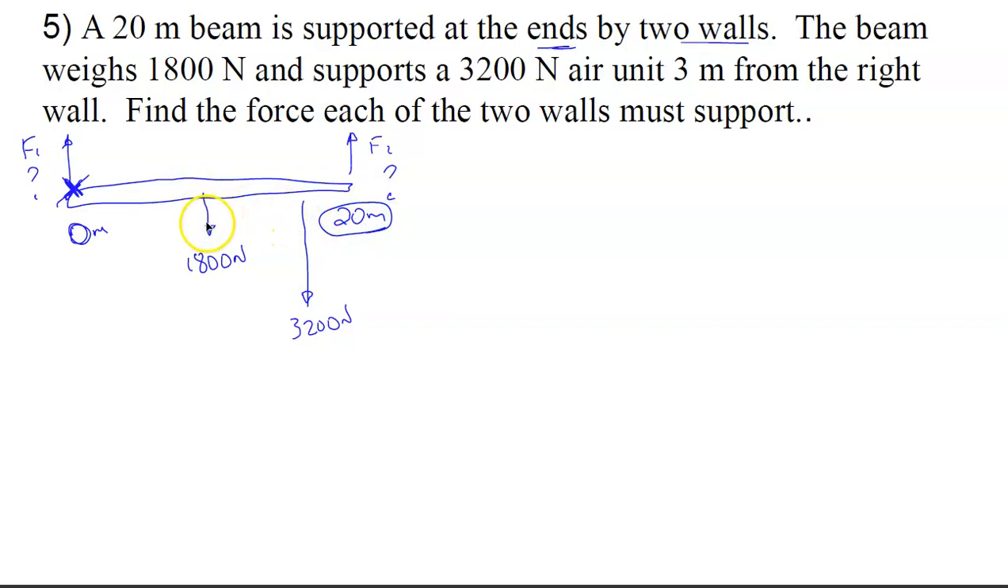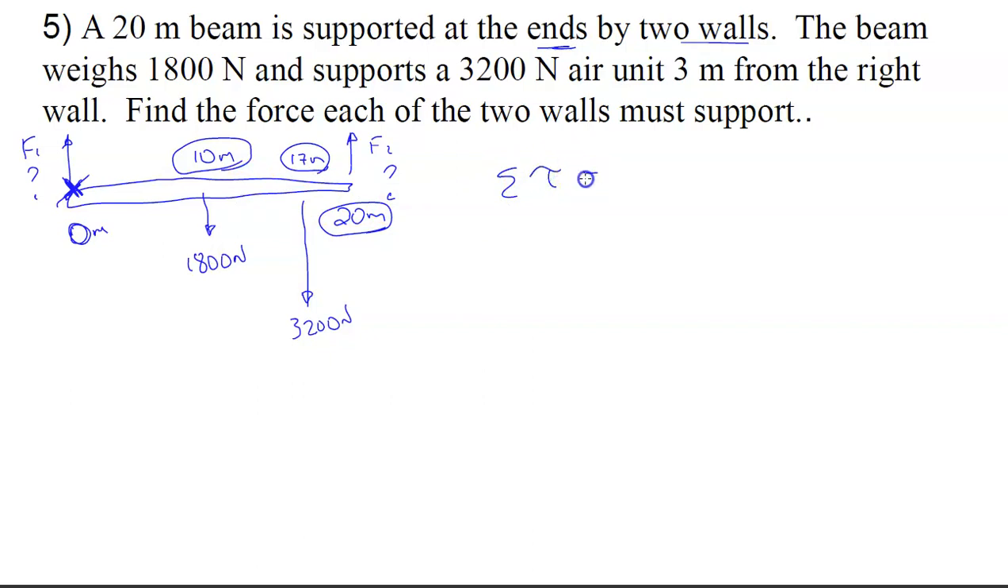The weight of the beam acts smack in the middle, so that would be 10 meters. And then I had 3 meters here, so if I take 20 minus 3, that would get me to 17 right there. So now I've got a pivot point picked. I've measured all my distances from the pivot point, and we're ready to build a torque equation.